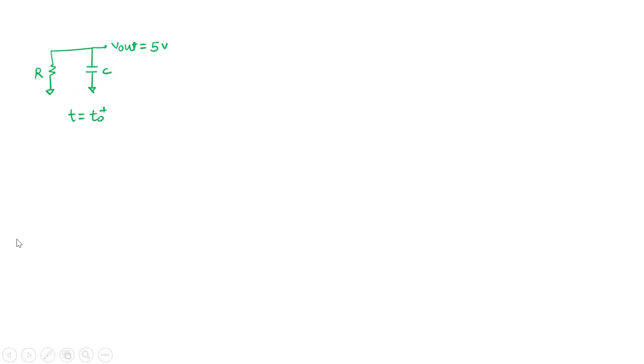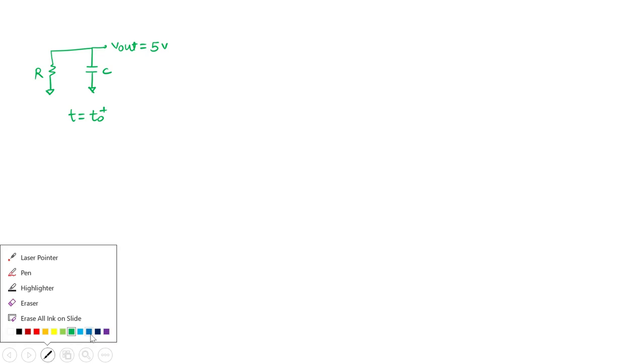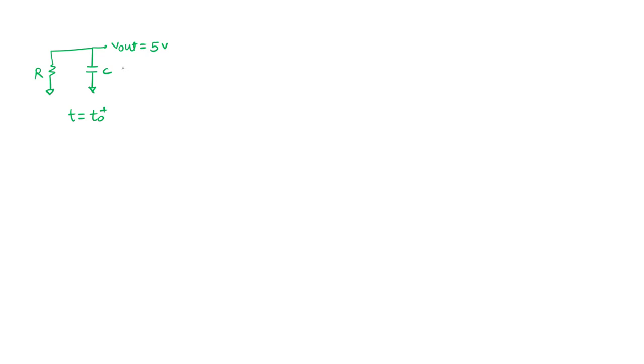Previously, the current was charging the capacitor. Now the capacitor has the voltage, but there is no excitation, so the capacitor will start discharging. This is the direction of current IC. The input is not applied, so this is going to stay at 0 forever. So what is the IC at t naught positive? This is the direction that I am giving IC, and in this direction only I want to see.